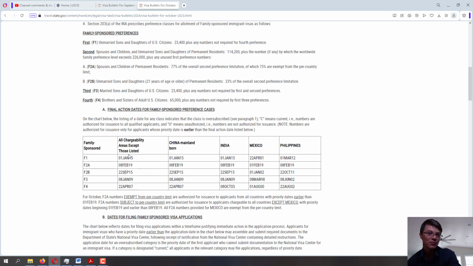So for example, if your priority date is January 1st, 2016, by looking at this and knowing that as of October 2023 the priority date that is becoming current is January 2015, you can roughly estimate that you have about 1 year to wait before availability of your immigrant visa. But again, always double check yourself, because the visa bulletin moves always, and it's pretty easy to get confused.